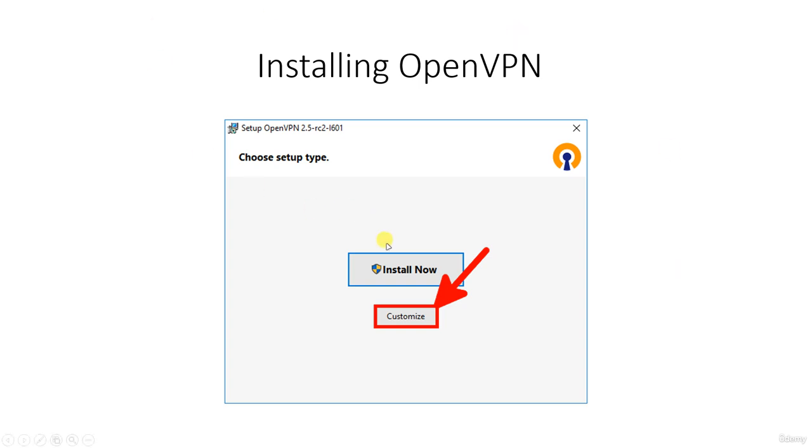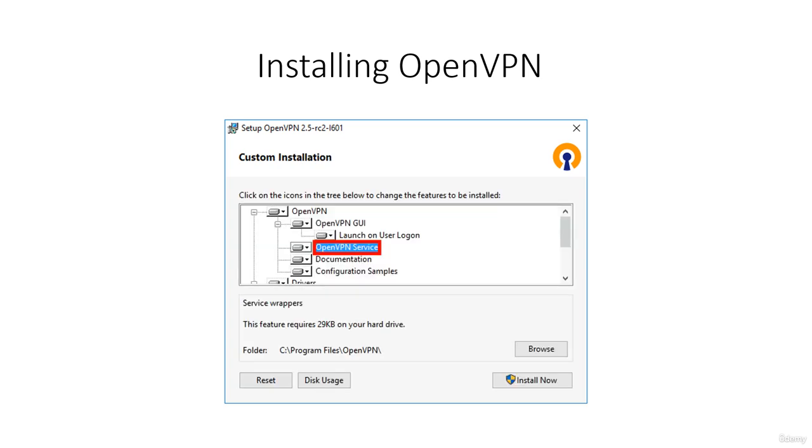You don't need to just click install, you need to click customize, because you need to customize something in our OpenVPN service. If you want to install OpenVPN as a server, we need to choose customize, otherwise you cannot use OpenVPN as a server. Then click this OpenVPN service, because we need to enable the OpenVPN service in order to make it work at boot.